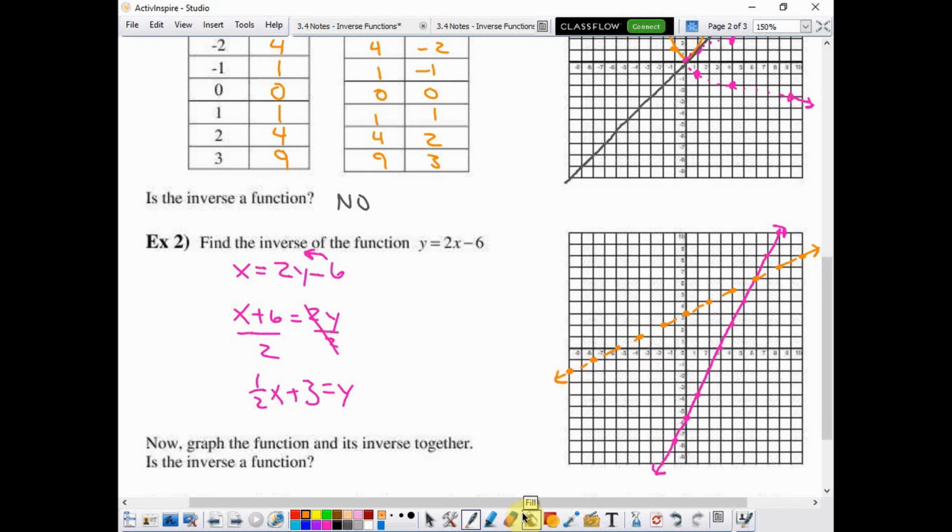In this case, in the original function, there's nowhere I can draw a line that touches twice, so it is a function. There's no place I can draw a vertical line that touches this one twice either. So is the inverse here a function? The answer is yes. So the inverse sometimes will be a function, sometimes it will not be a function.